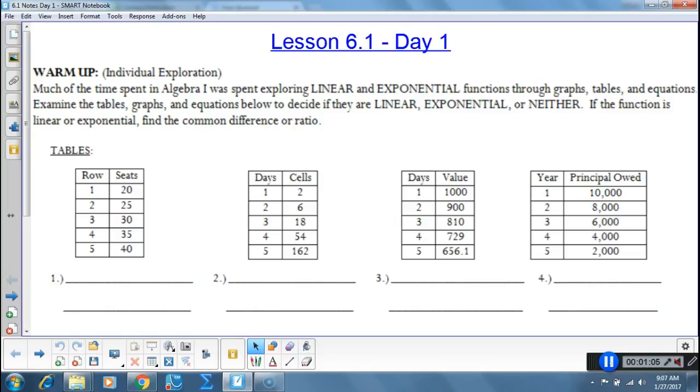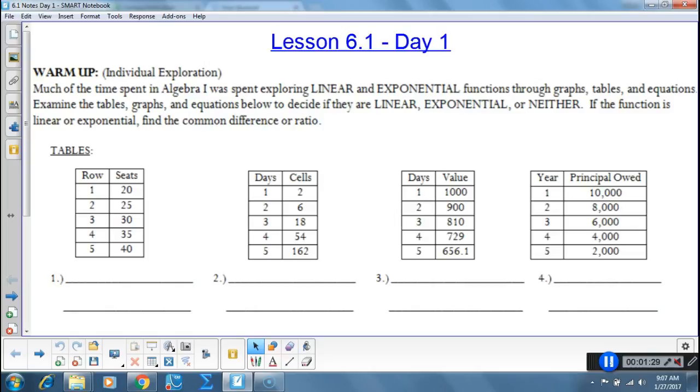Alright, so we're going to focus on what's called sequences and series in this chapter 6. And there's two different kinds of sequences and series that we're going to develop today. One of them is linear and one of them is exponential. So that's why we need to go back.